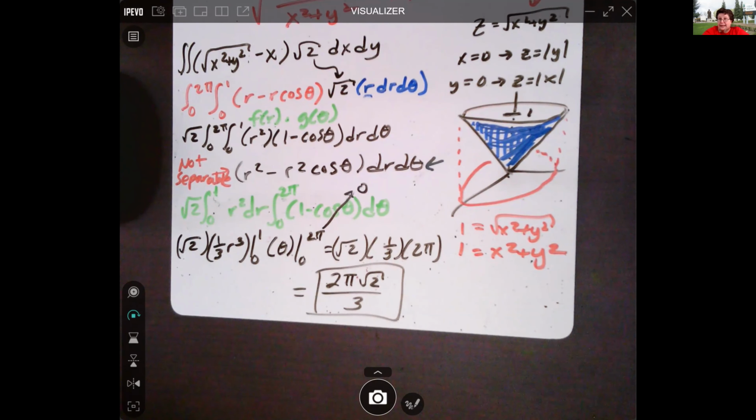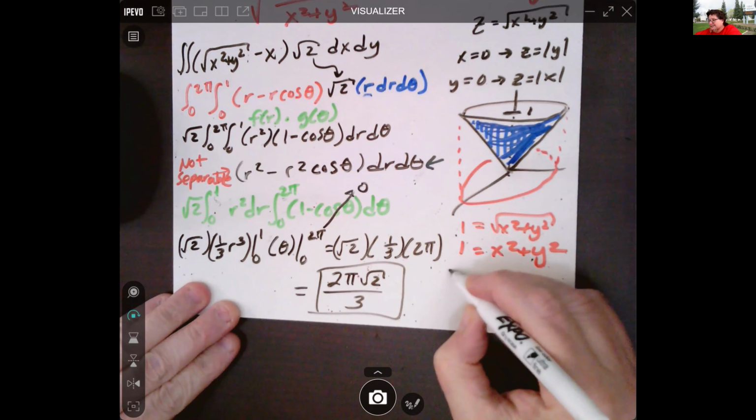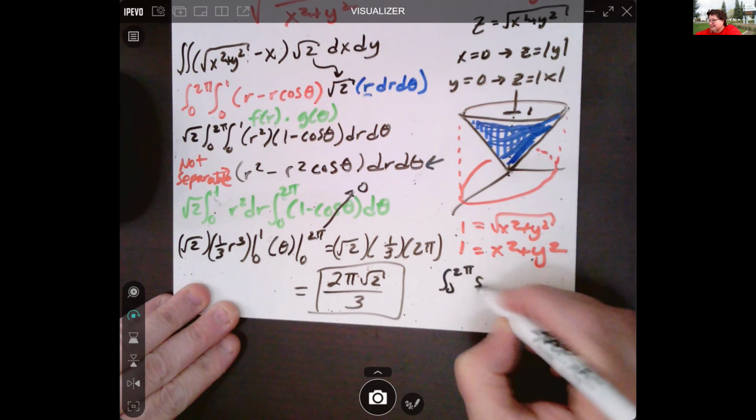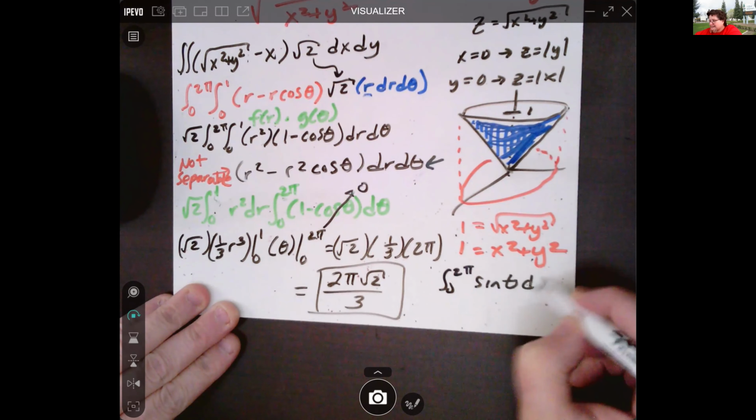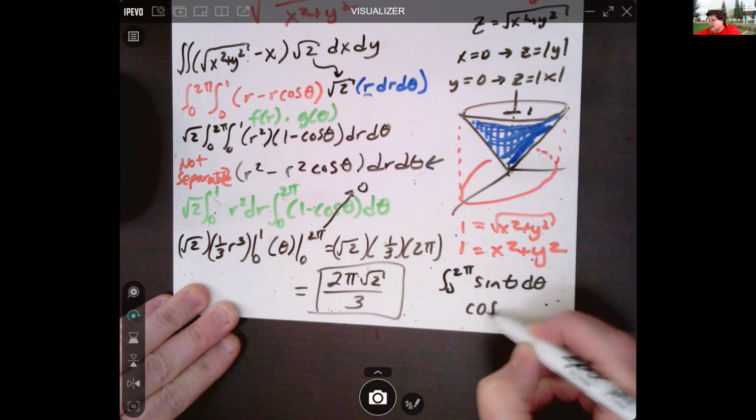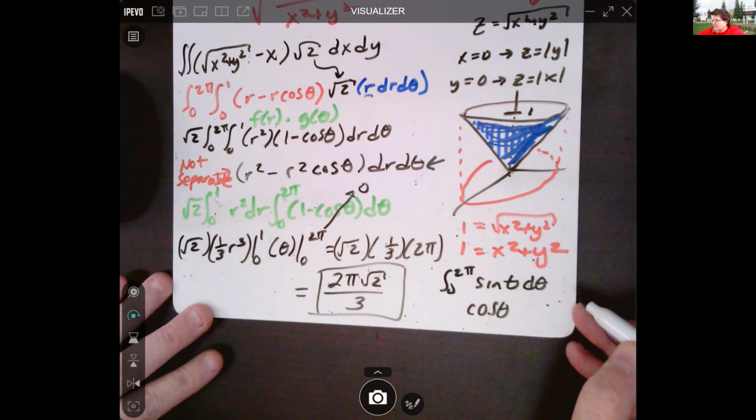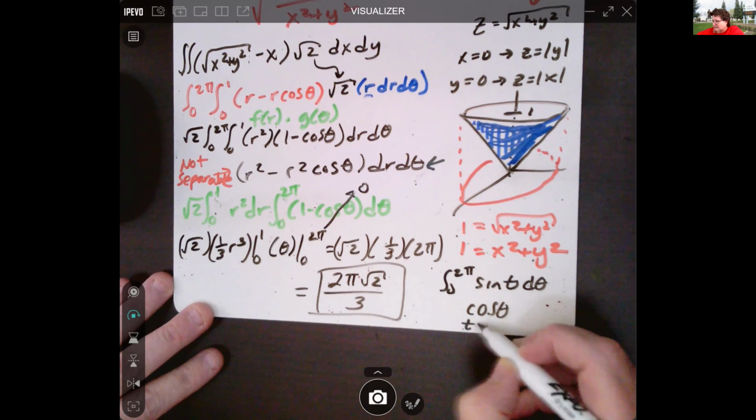We did this last week. We worked them out one at a time. We showed it. I'm trying to help speed up the stuff for you, make it more comfortable with you seeing it. But if you're not comfortable with it, work it out. All you've got to do to practice it is do the integral from 0 to 2 pi of sine. Do it for cosine. And heck, do it for tangent.